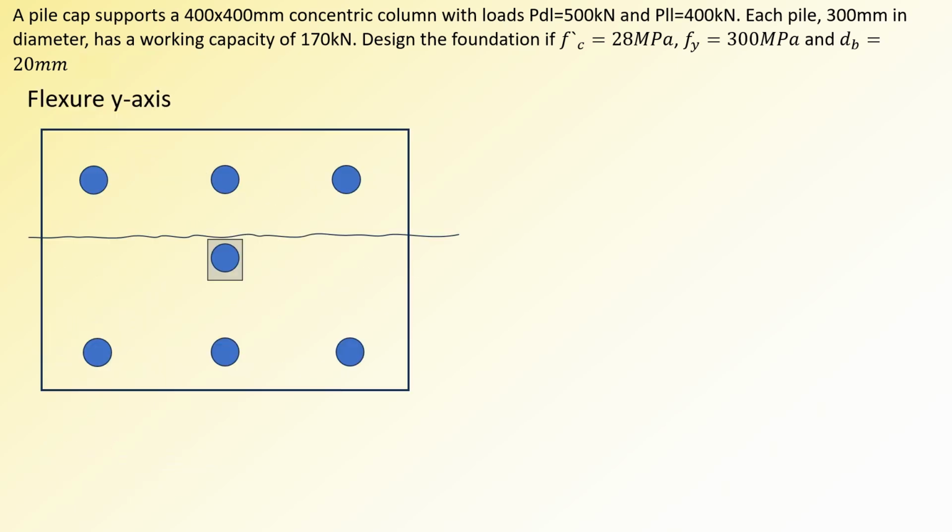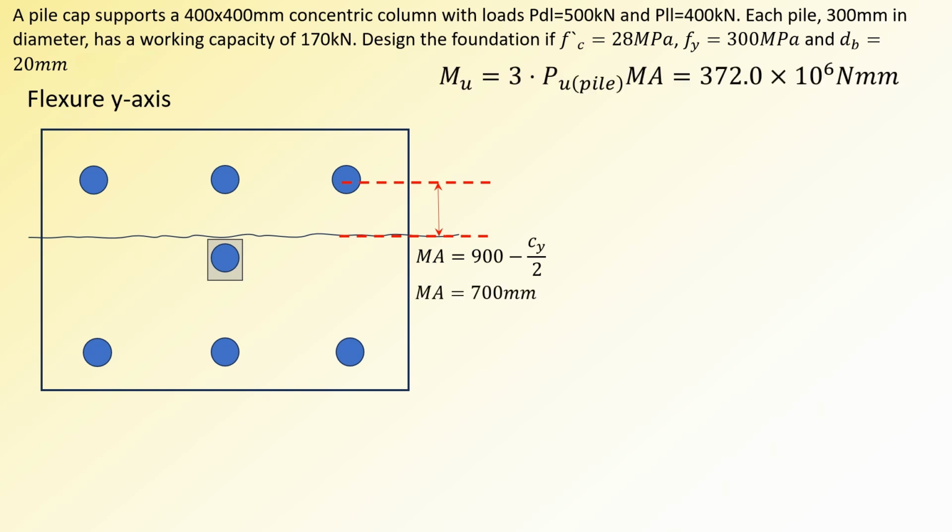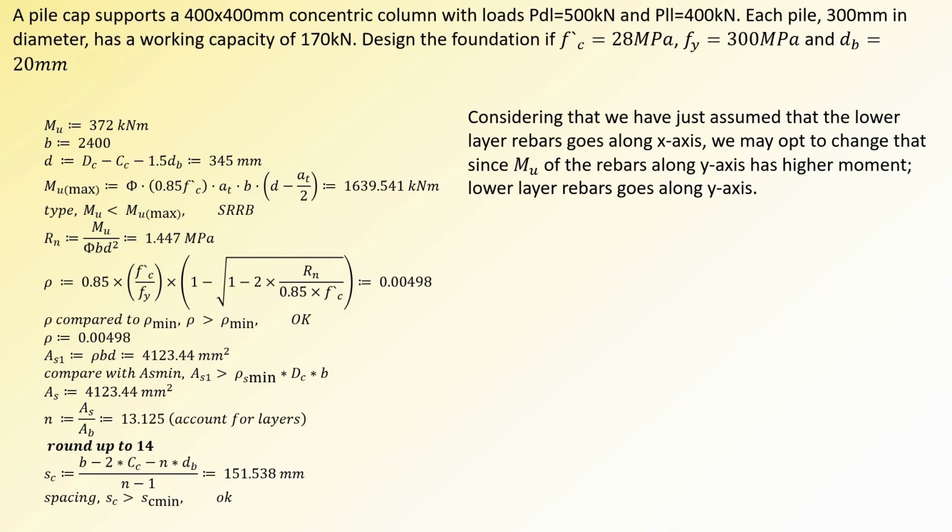Moving on to the flexure design for the y-axis, we now have 3 pile reactions remaining after the critical section cut. Now, when performing the design, it is important to note that the effective depth is calculated with the assumption that the rebars along the y-axis are placed in the upper layer. In conclusion, the final step in the process is to complete the detailing of the pile cap, ensuring all reinforcements and specifications are properly laid out.